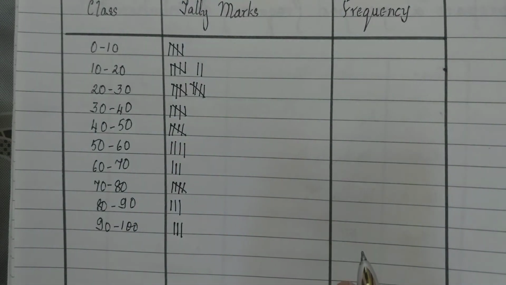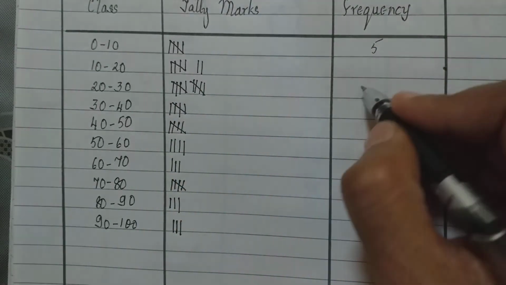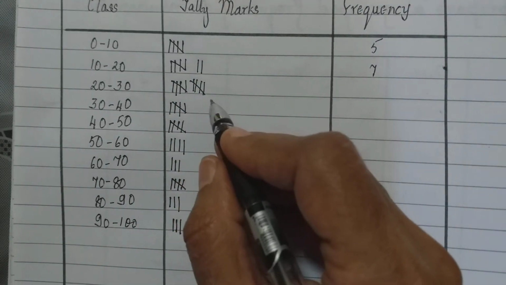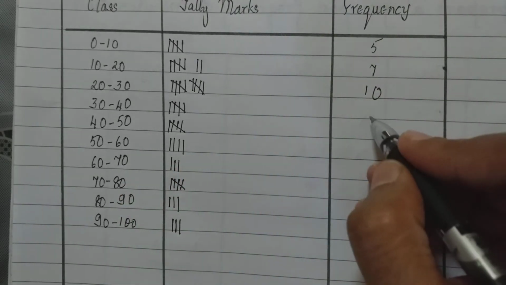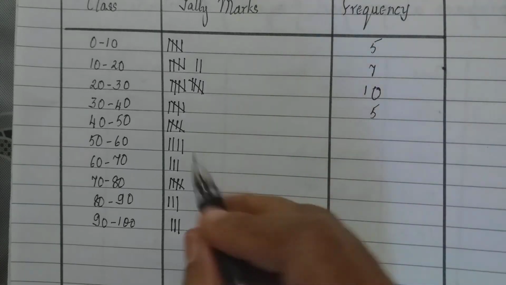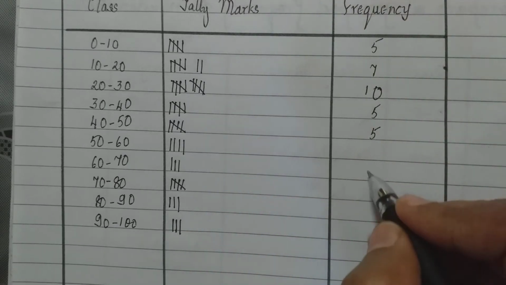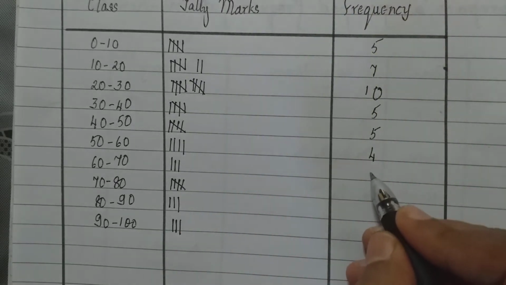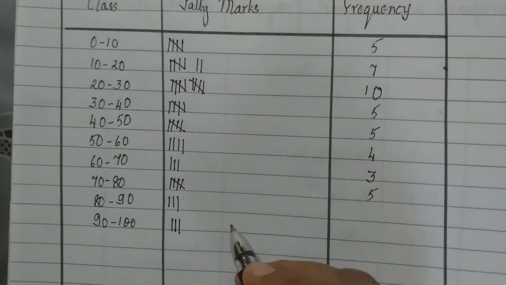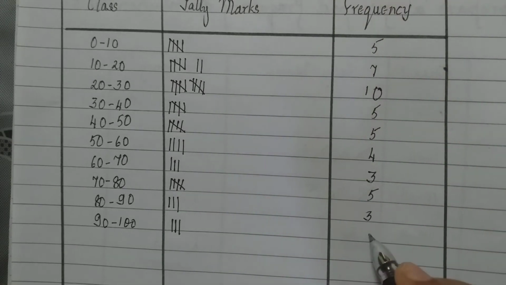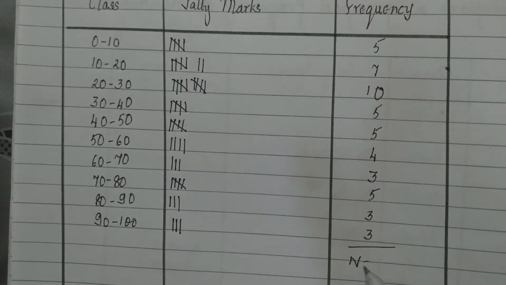Okay, now let us write the frequency here. First one is 5. Next is 5 plus 2, that is 7. Next we have 5 plus 5, that is 10. Then we have here 5. Again we have 5. Then we have 4. Then we have 3. Then we have 5. Then we have 3, and last again 3. So now we have to find out the total.